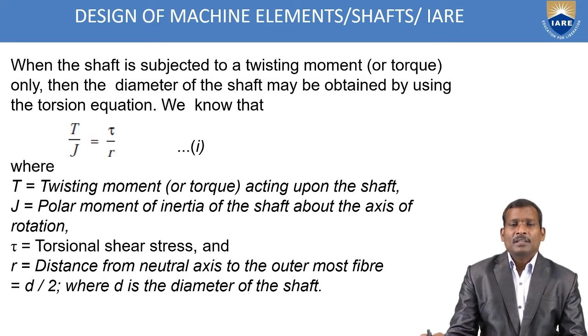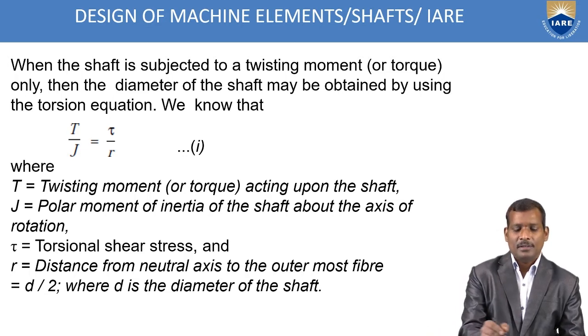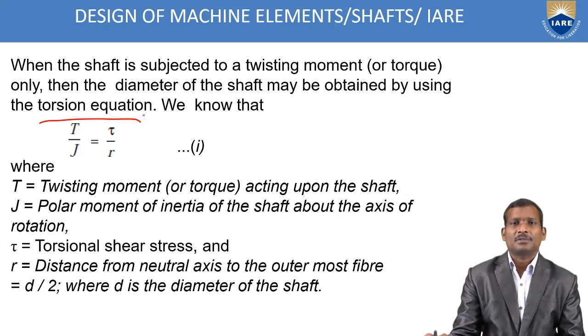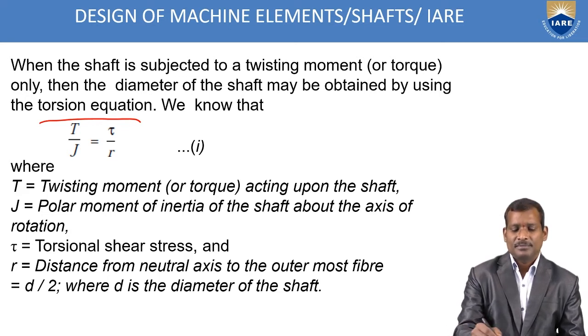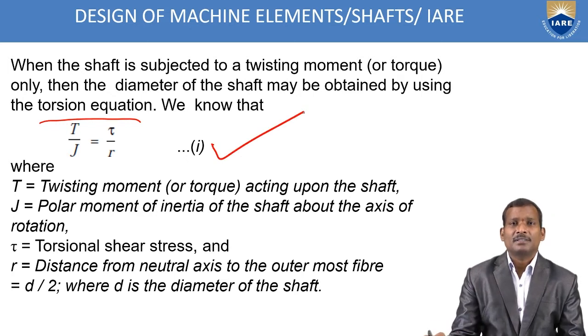When the shaft is subjected to a twisting moment, or we can say torque, then the diameter of the shaft may be obtained by using the torsion equation. So in this first case, you should use the torsion equation. What is the torsion equation? T by J is equal to tau by R. Here T is the twisting moment acting upon the shaft. First you should calculate the torque transmitted by the shaft.